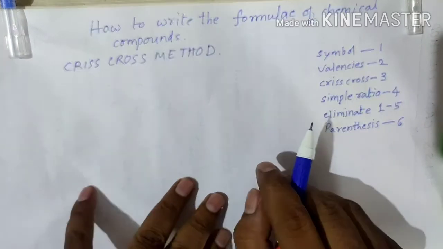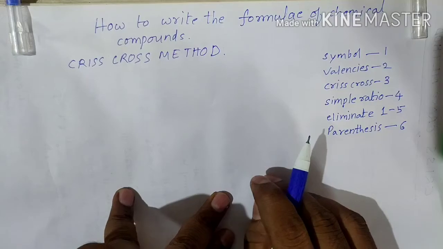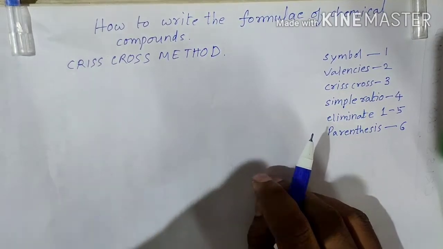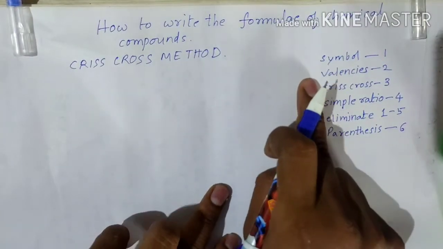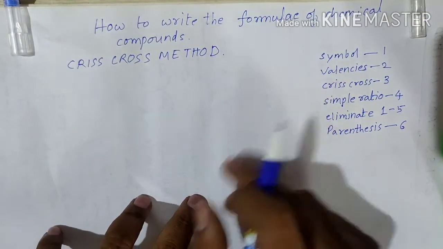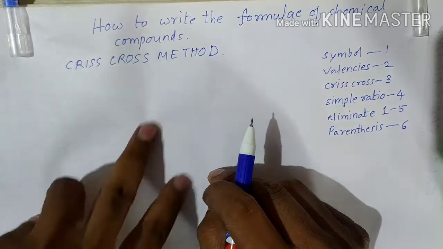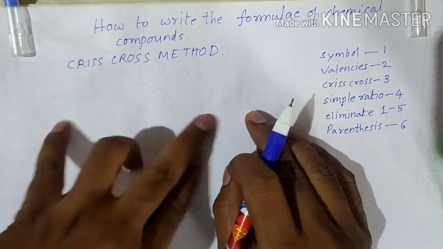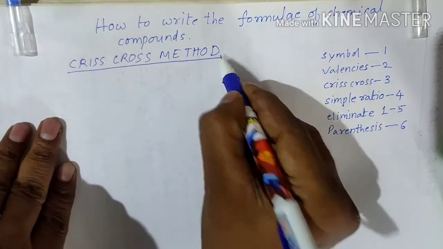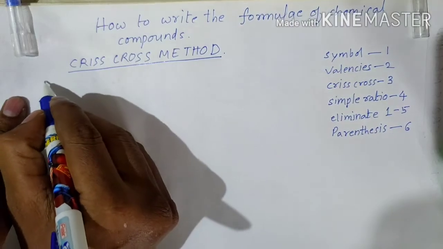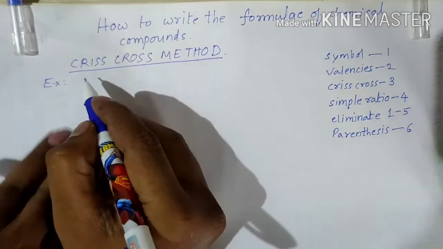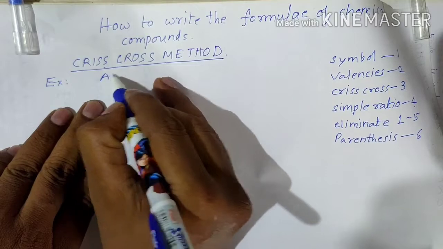So this criss-cross method consists of a total of 6 steps, but for a few chemical compounds only 3 steps are necessary. For a few compounds only 4 steps are necessary. For a few compounds they may need 6 steps. So let us see what the crisscross method is. I would like to explain it with the help of a compound called aluminum oxide.